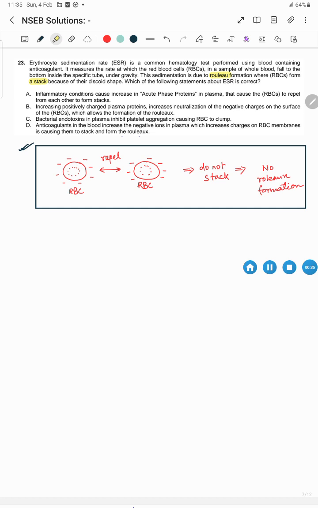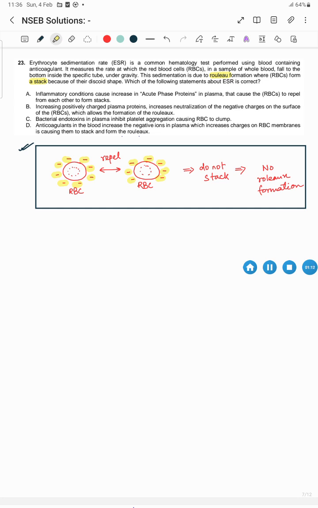So ESR, erythrocyte sedimentation rate. This is nothing but the rate at which the erythrocytes, that is the RBCs, fall down under the force of gravity. Now, we have to know just a basic thing. These RBCs have a negative charge around them, which is also known as the zeta potential. Due to this negative charge surrounding the RBC, it never clumps together in the normal state. It does not stack, and there is no rouleau formation in the normal state.